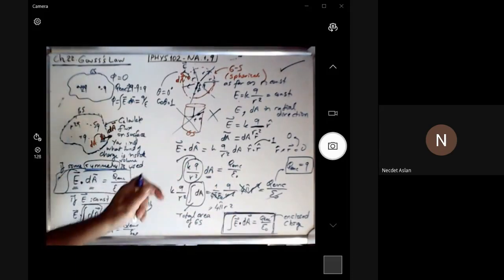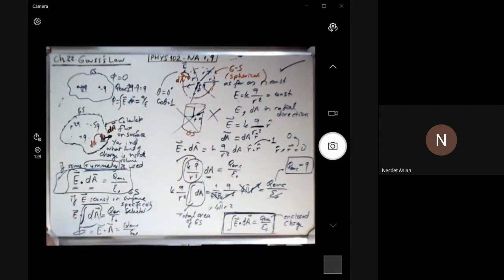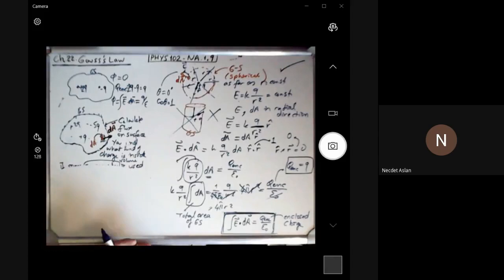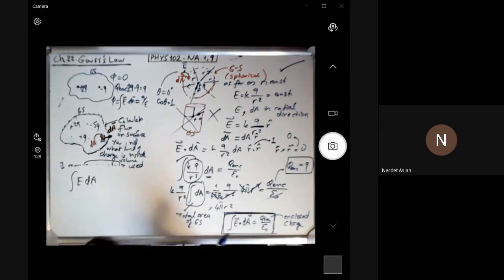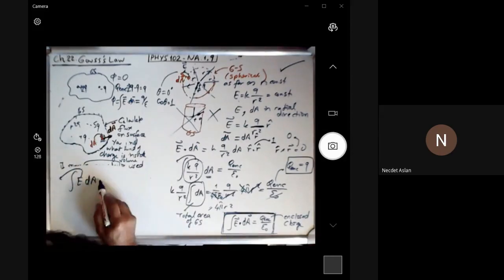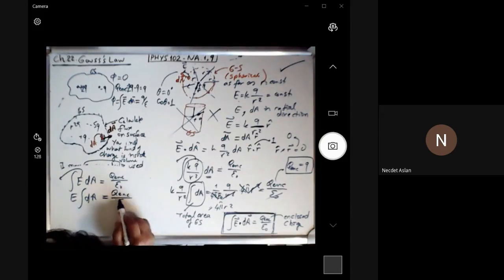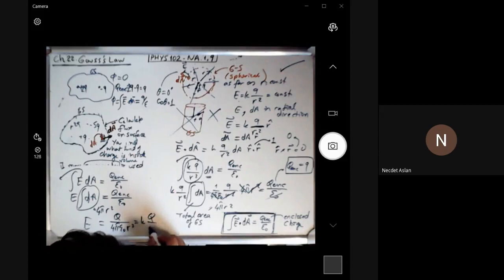Now, how could we do this? Suppose that we don't know this expression. In this case, do you know what will happen? We just keep this as E, integral E dot dA. We know that no vector dot product or vector signs are required. E dA, but E is constant, take it outside, is equal to Q enclosed over epsilon 0. Then the total surface area of the Gaussian surface is again 4 pi r square. From this, electric field will be Q over 4 pi epsilon 0 r square, which is just K Q over r square again.